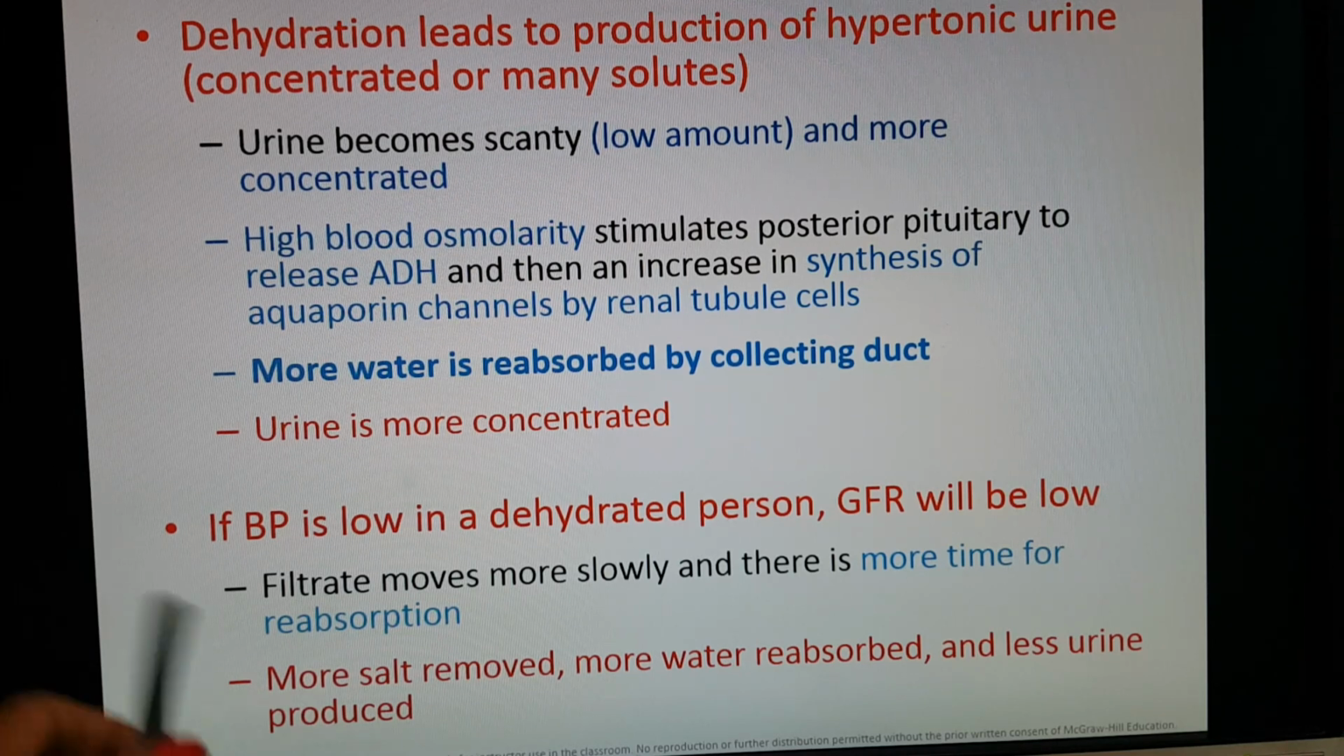In a case where someone has low blood pressure as well as being dehydrated, there's a loss of fluid from being dehydrated, therefore lowering the blood pressure because that fluid is no longer in the blood. This decreases the GFR, so it gives more time for reabsorption, with less flow through your nephron and more time to reabsorb, particularly water, allowing more salt to be removed, and more water should be absorbed, and therefore less urine is produced, so less loss of fluid from your kidneys.